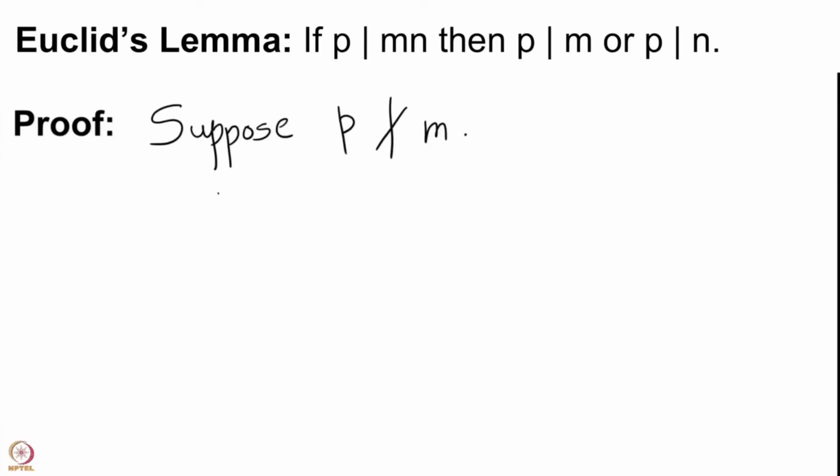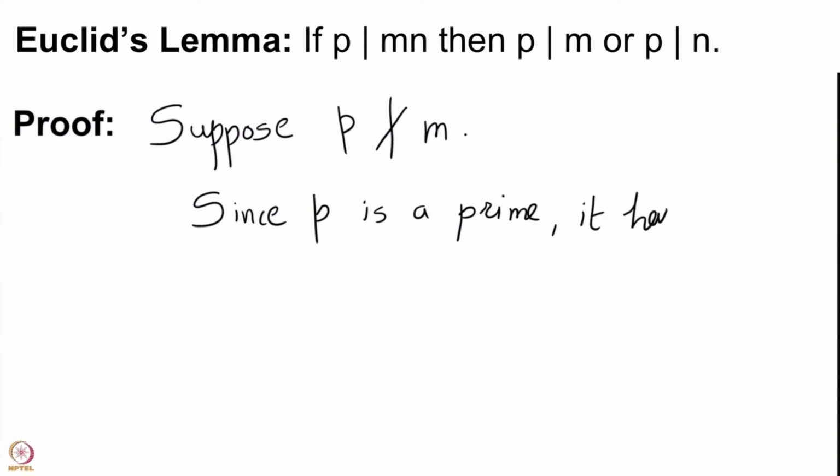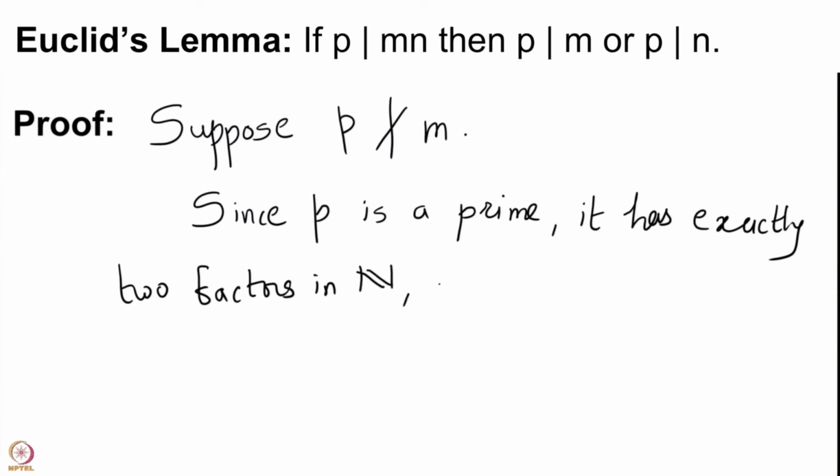We use the notion of GCD. The GCD of p and m should be 1, since p is a prime, it has exactly two factors in n, 1 and p.